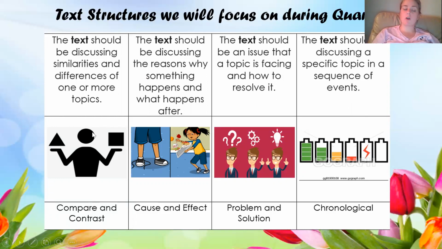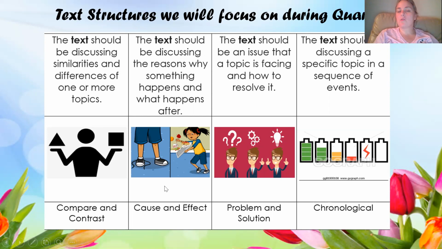But for this week, we're going to do compare and contrast, which is the text should be discussing similarities and differences of one or more topics. So you can see in the picture, we would be comparing the triangle and the square. So you're going to compare 2 things, how they're the same and how they are different.